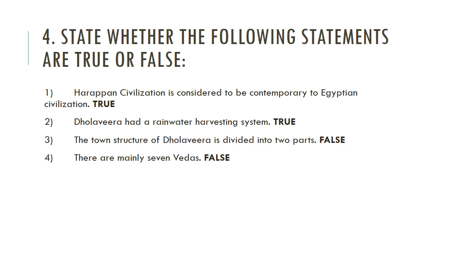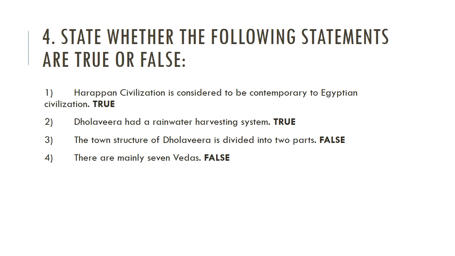We can say it is true because there was international trade. From Harappan civilization, cotton cloth was transported to Mesopotamia, and from there to Egypt. So it was of that same time duration. Hence, the statement is true. Second, Dholavira had a rainwater harvesting system. It is true. It is one of the important features of Dholavira.